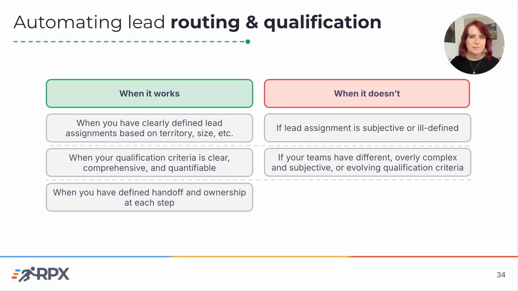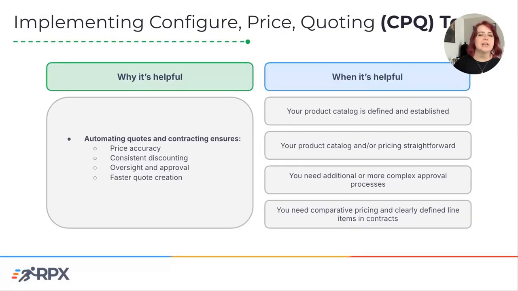Another major source of friction, particularly as companies are growing or as their product catalogs are expanding, is the quote-to-cash process. I often see friction when the process isn't clearly defined or when growth has suddenly exponentially grown and reps are struggling to catch up. This is where CPQ, configure, price, and quoting tools come in and can help automate the process and increase that efficiency.